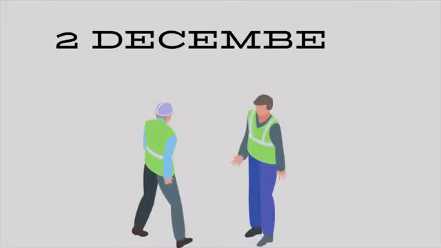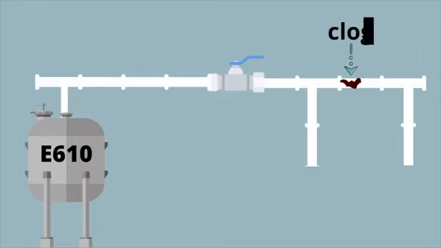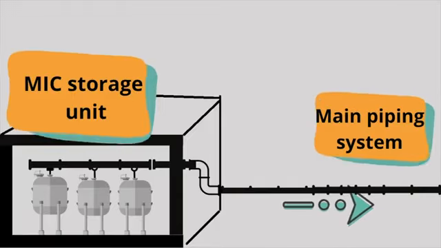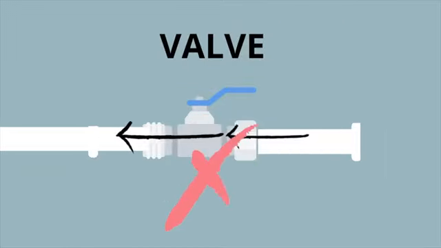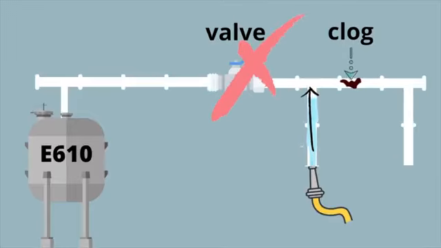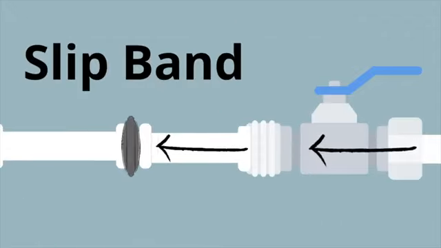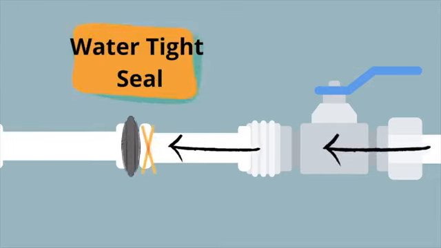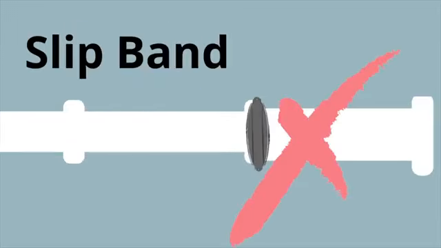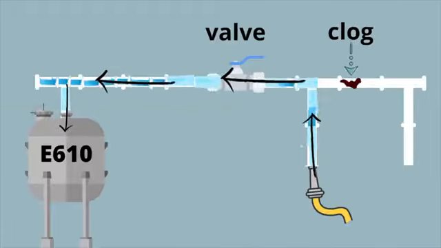On the late evening of December 2, 1984, operators tried to clear a clog within a pipe, which connects the MIC tank to the plant's main piping system, by flushing contaminants out with water. But the valve which prevented the backflow of water to the tank was found to be faulty. Even if the valve fails to function properly, there was another safety measure known as the slip band, which could have prevented the water entry by forming a watertight seal between the pipes. Unfortunately, this was also not installed, which helped the water to enter through the pipes.